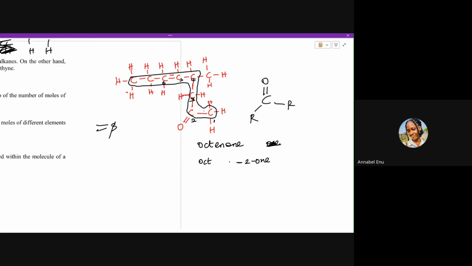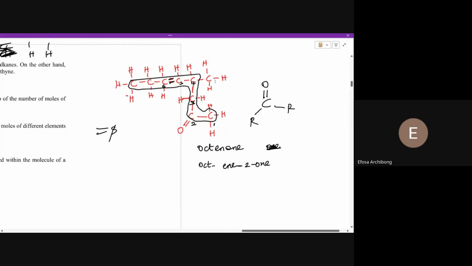Then our double bond is in what position? Can you tell me, Winner? No. Efosa, what position will be the alkene, the "ene" group? The double bond is in what position? Number 3. The number 3. No, the double bond. This double bond here is in what position? Number 4. It's like you're guessing.